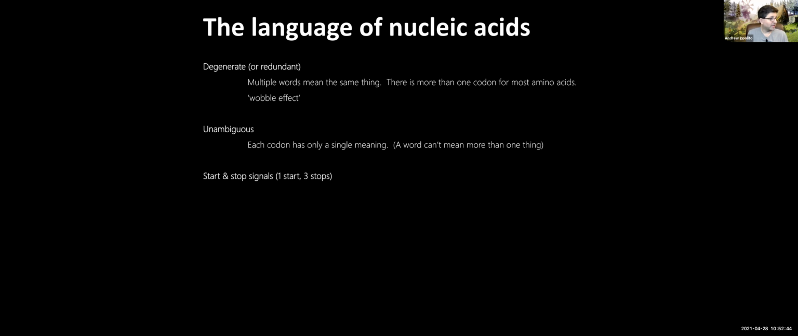All right, there's start and stop signals. There's 1 start codon, there's 3 stop codons, right? You got UGA, UAG, and UAA. You don't have to memorize any of those, just UGA. And then the code is universal. And then there's a little footnote with some exceptions.